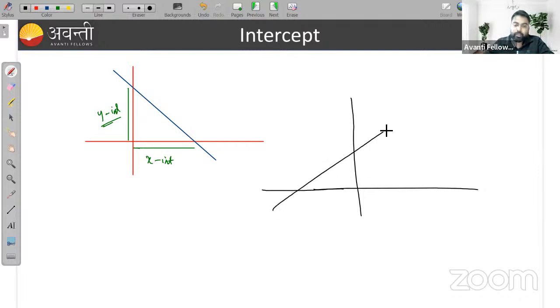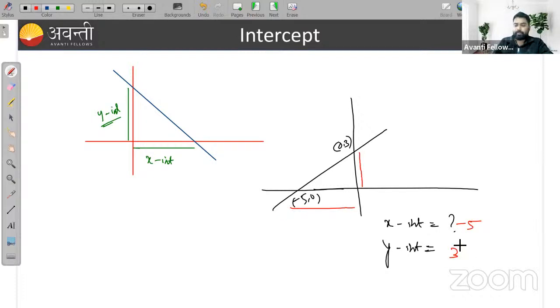Now I'm asking a simple question. Suppose this line meets the y-axis at the point 0, 3 and the x-axis at the point minus 5, 0. Tell me what the x-intercept and y-intercept are here. Observe the figure and tell me. Simple, right? So the x-intercept will be minus 5 and the y-intercept is 3. Is this clear, everyone? Okay.